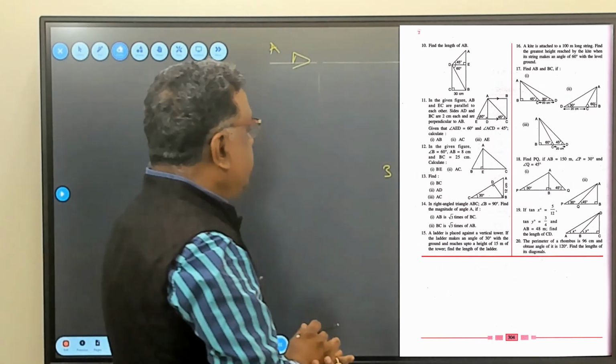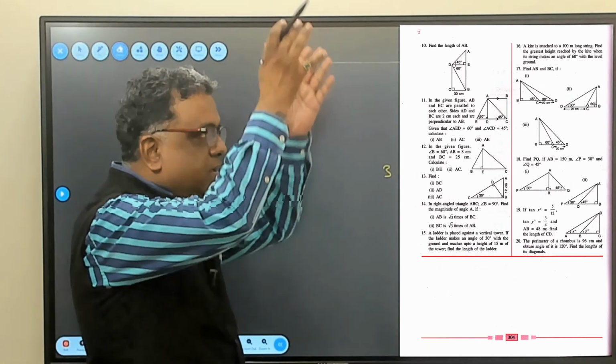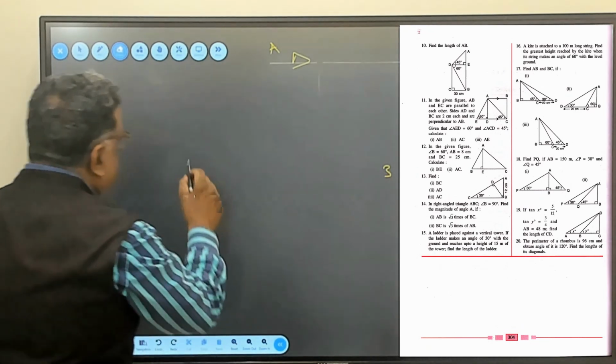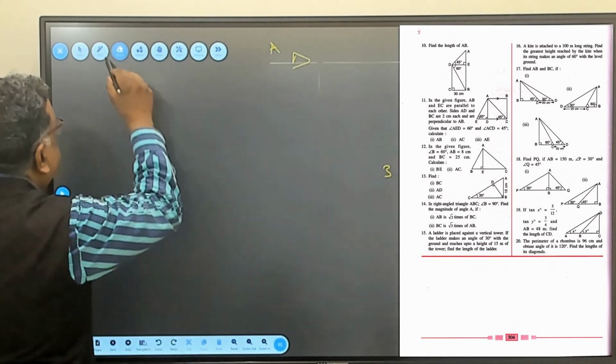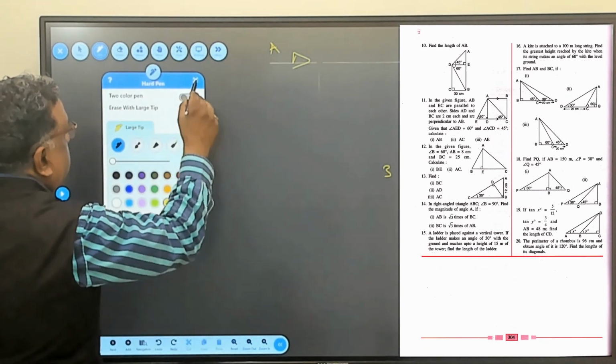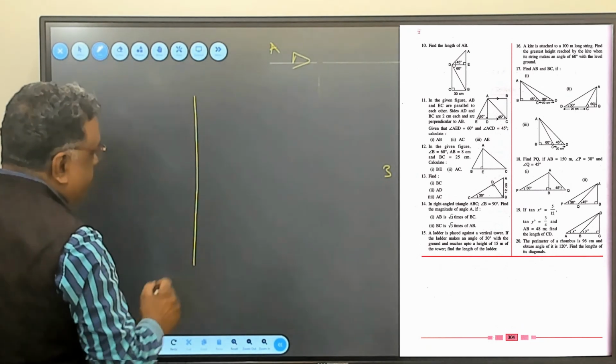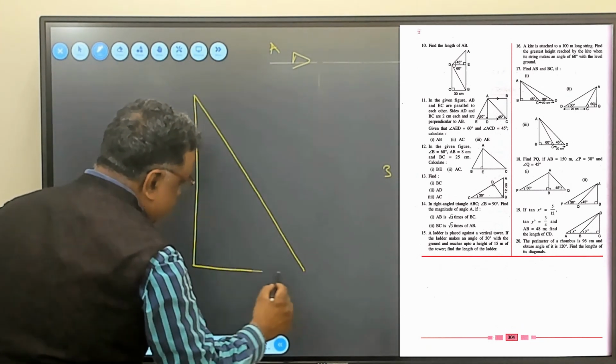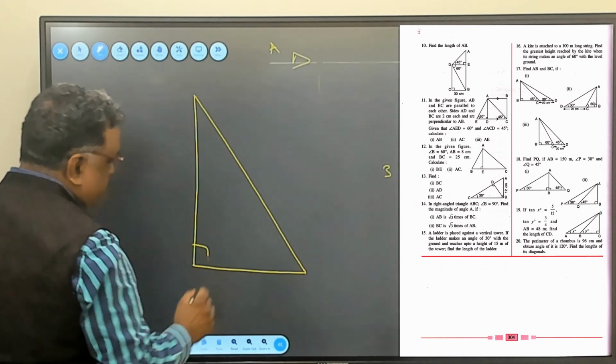A ladder is placed against a vertical tower. The vertical tower है उसपे एक ladder place किया हुआ है. So let us say this is the vertical tower, and there is a ladder which is being placed like this. Right? So obviously this is 90.